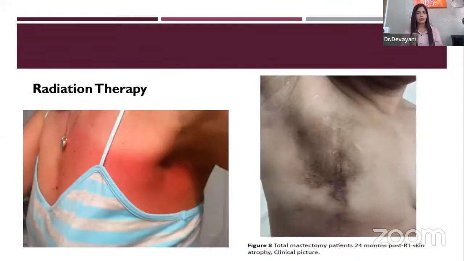Now, one more therapy which is there in the breast cancer package is radiation therapy. In this, radiation is bombarded on the tissue, and these radiations penetrate from one side and come out of the other side of the body. So everything which comes in its way is exposed to that radiation.